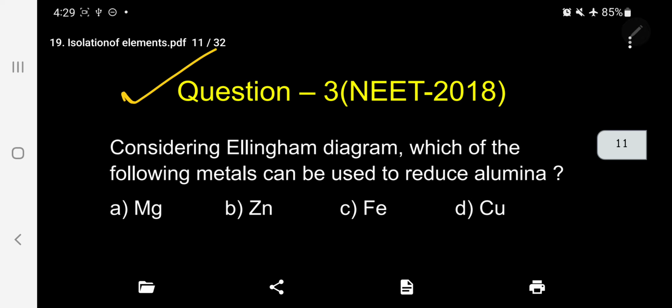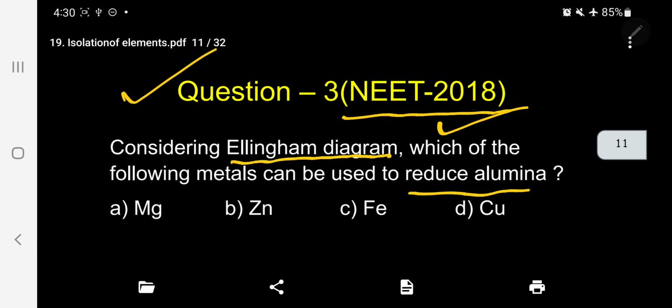Let me go to question number 3. This is a very, very interesting question. Kindly follow. I will explain the basic theory background. Many students may not understand this one. This question was asked in NEET 2018. Considering the Ellingham diagram, which of the following metals can be used to reduce alumina? Alumina means, kindly follow, aluminum oxide. So aluminum oxide should be reduced, so which metal do you have to use?